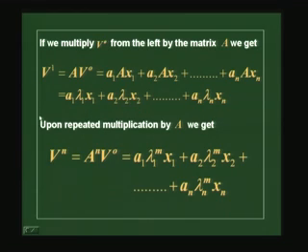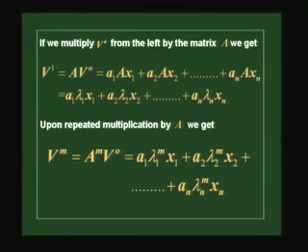Or if I want repeated multiplication of this right hand side by A, I will get V to the power n as A to the power n V naught plus A1 lambda 1 to the power n, sorry this should be n. So, if I multiply it by m times, I get Vm as A to the power m V0 as A1 lambda 1 to the power m x1 plus A2 lambda 2 to the power m x2 etc. Okay, so I multiply it by m times.